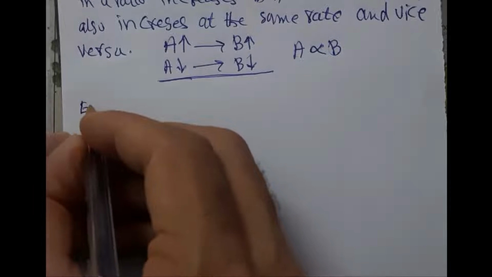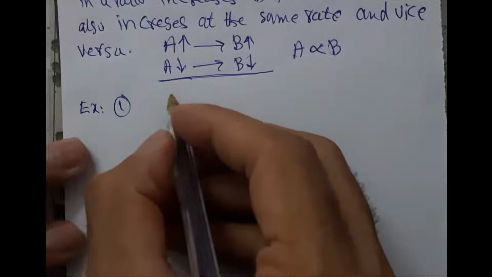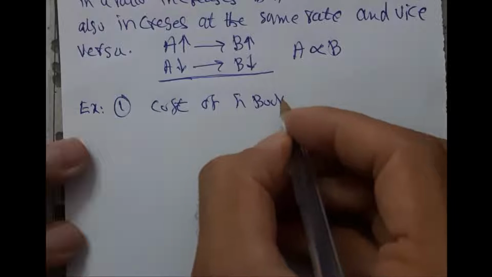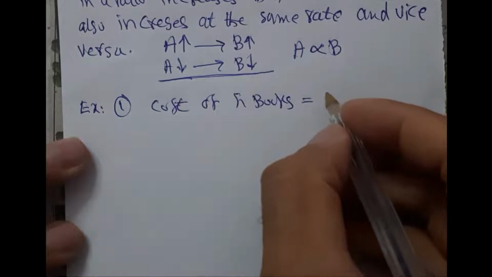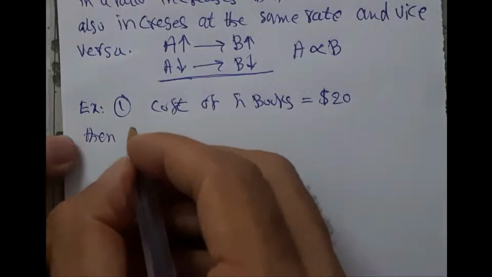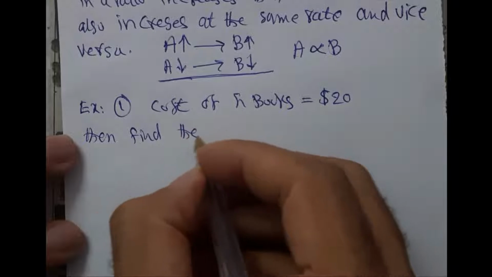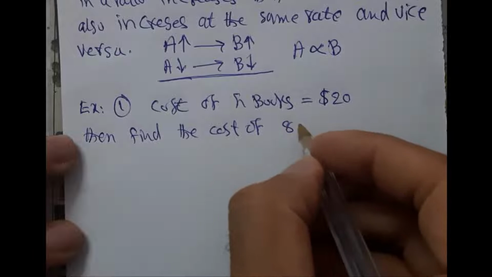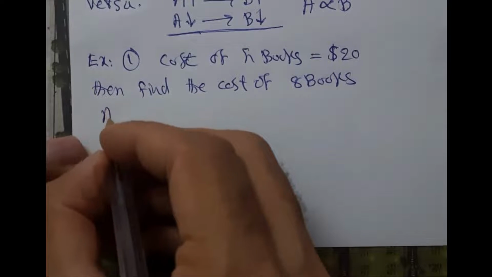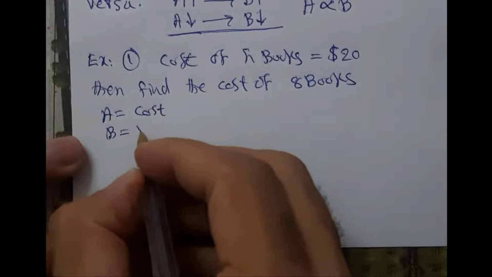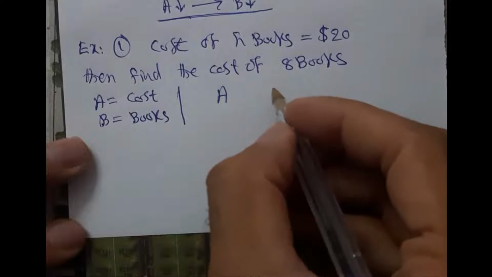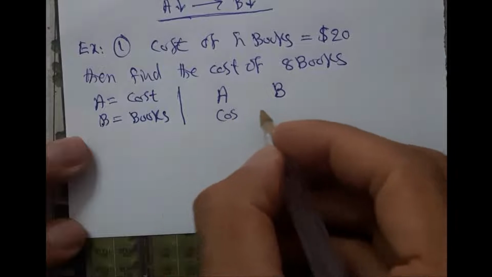Example 1. The cost of 5 books is equal to $20. Then find the cost of 8 books. Here we have two quantities. A is equal to cost, B is equal to books. Here we write like this: A, B, or cost, books.